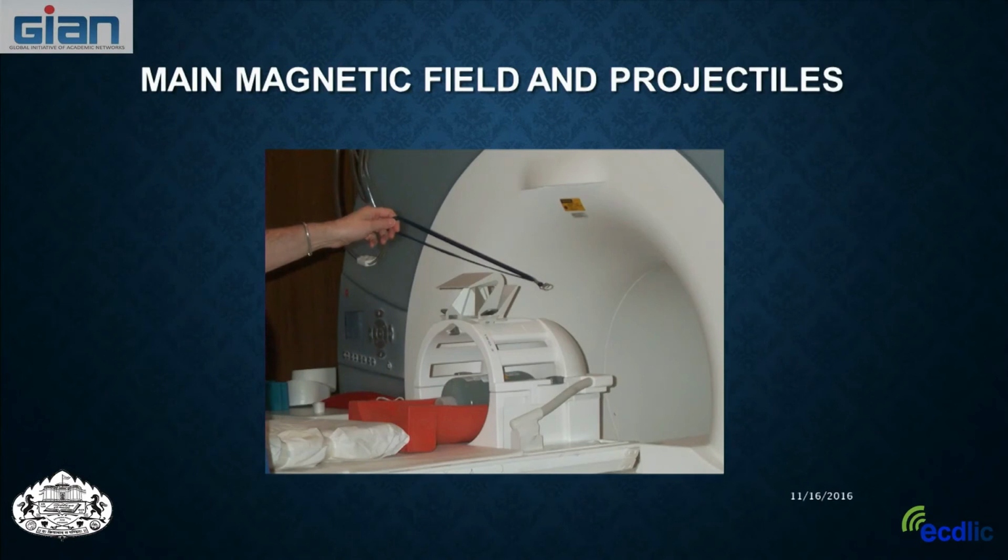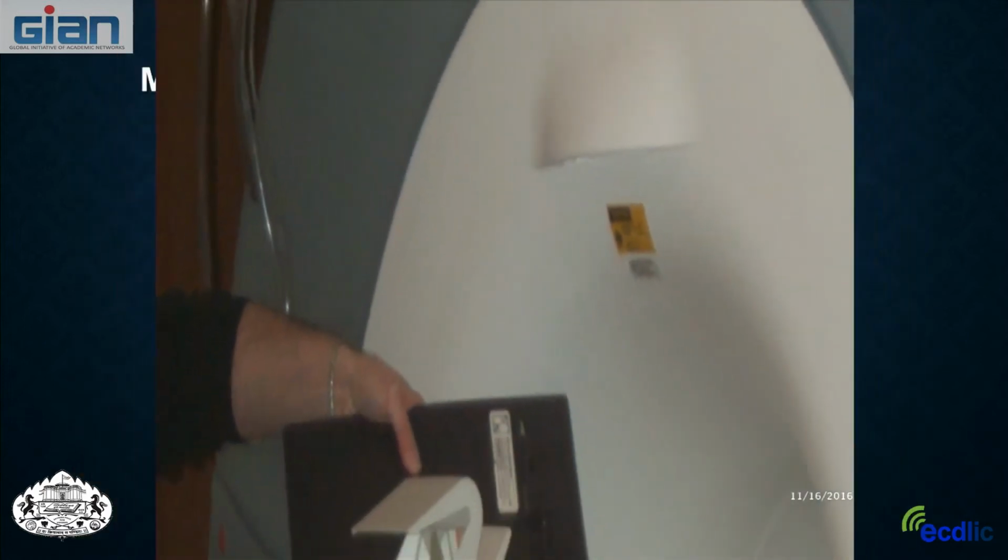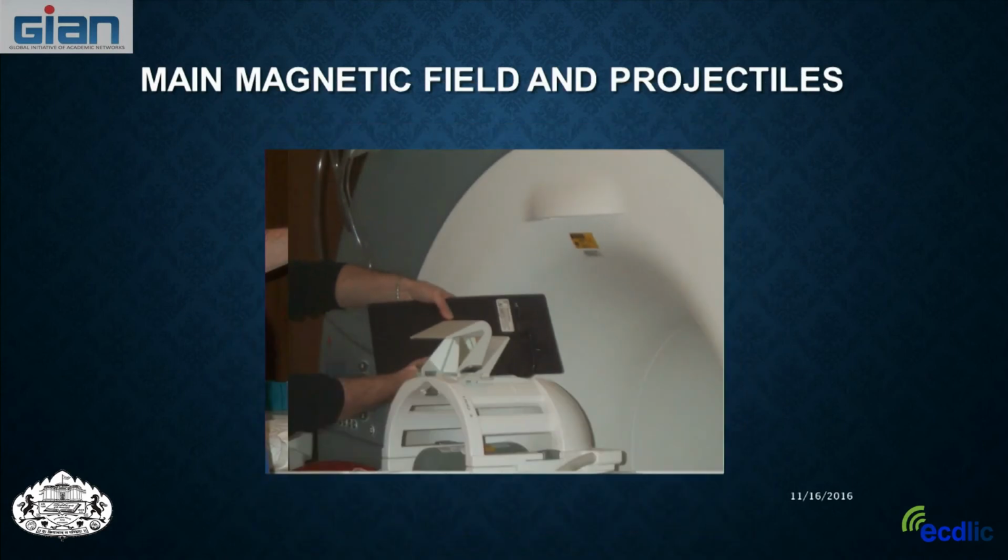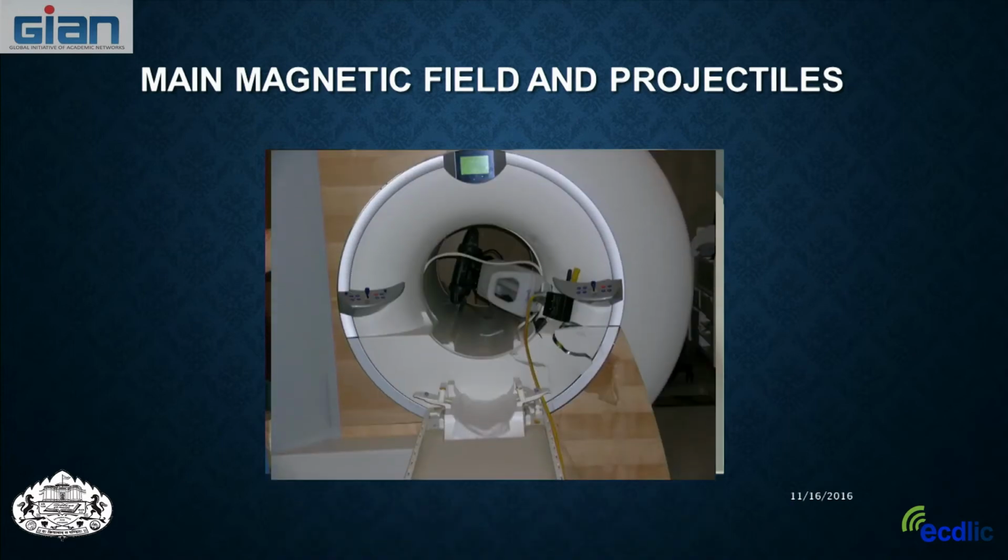Okay, so the main magnetic field, the static B0 field, can cause projectiles, or what we call the missile effect, into the magnet. You can see somebody holding a piece of metal on a string here. You can see how it's floating there, being attracted to the magnet. Also here is a sheet of metal being attracted to the magnet. Here's what happens if you take some kind of metal equipment into the magnet room that is attracted. You end up with a piece of equipment in the bore of this magnet.